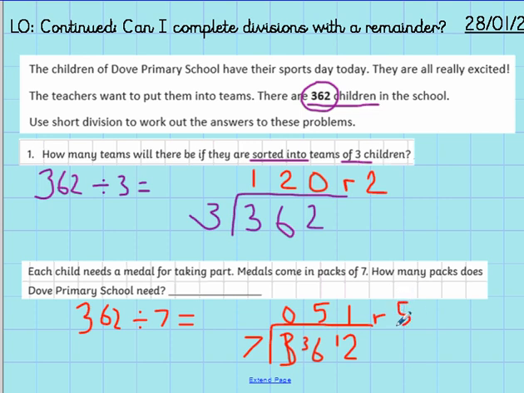So let's think about this. Medals come in packs of 7. 51 packs exactly, but I would need 5. There would be 5 children left without a medal then, wouldn't there? So actually, I would need 52 packs, so that every single child got a medal.